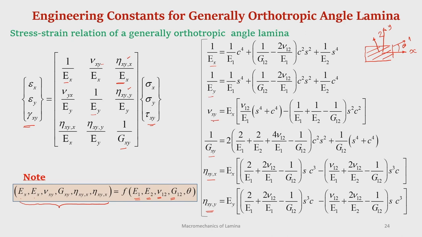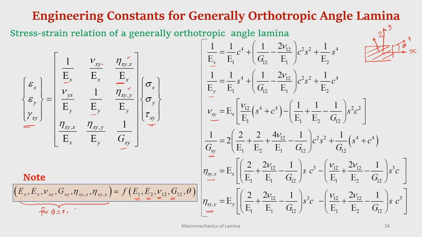And while establishing the stress-strain relationship for a generally orthotropic lamina, that means where the analysis axis or loading axis does not coincide with the material axis, we have seen that we need 6 constants in the compliance and reduced transformed stiffness matrix. But those 6 constants are actually functions of the 4 independent elastic constants for a specially orthotropic lamina and theta. Now, if we put theta equal to 0, we will get back the same. If we put theta equal to 0, this E x, E y, nu x y, G x y will be nothing but E 1, E 2, nu 1 2, G 1 2.